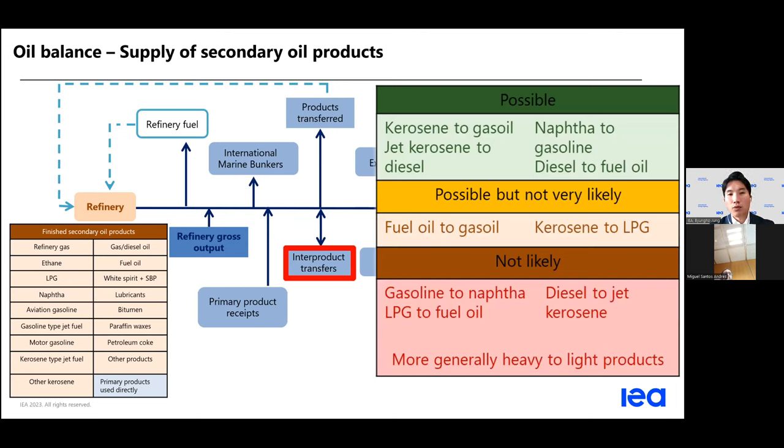There is a general rule when we use this inter-product transfers, which is that generally we observe the transfer from the light product to the heavier one. So for example, kerosene to gas oil could be the possible option, but there is also a not likely option in the red box below, which we don't really expect to see in the reporting.